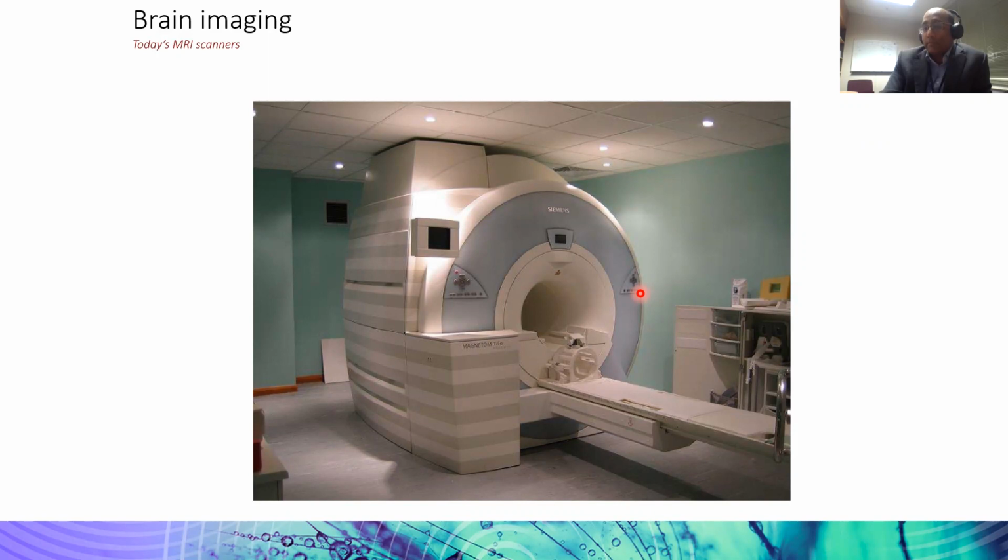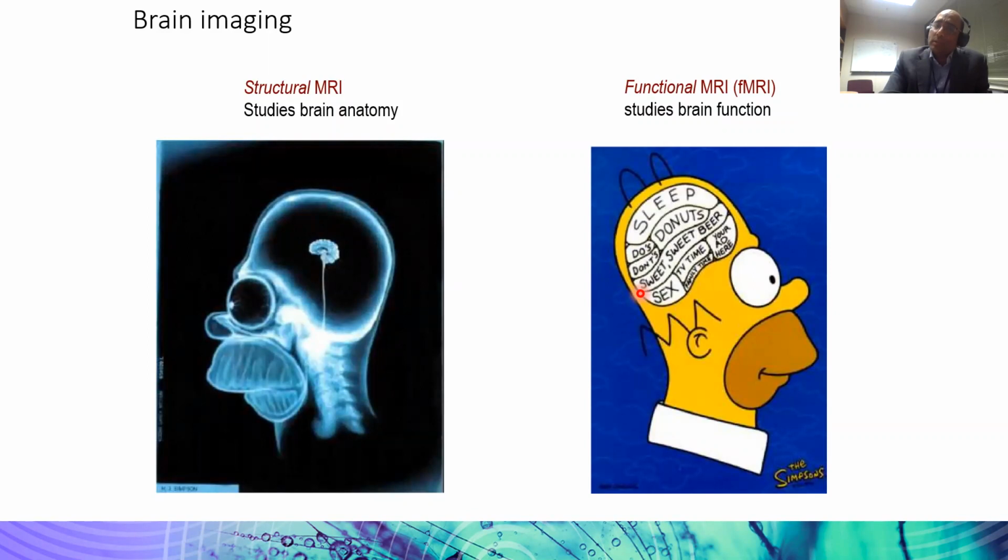So these MRI scanners can be used to get two different sorts of images. One is what we call a structural image. As the name suggests, it takes an image of the brain. And the other one is what we call a functional MRI, which is used to study brain function. They can actually image the ongoing brain activity.